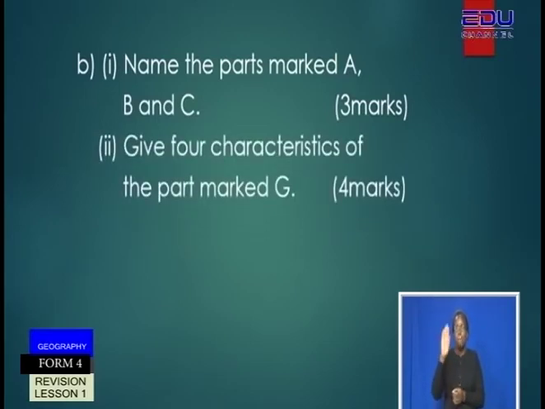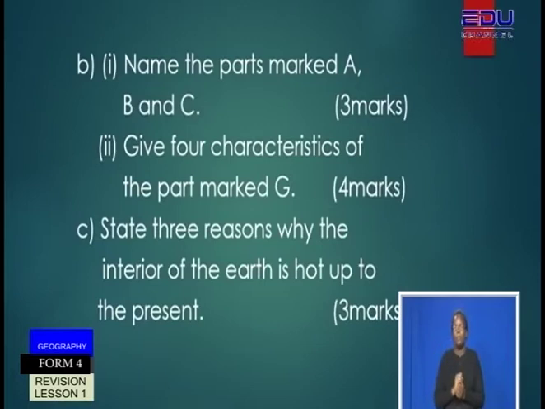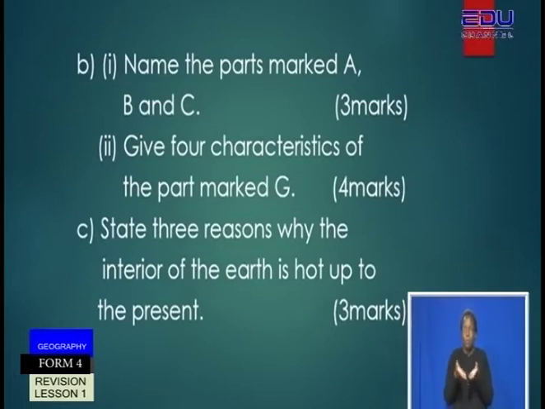B2, give 4 characteristics of the part marked G. The question is allocated 4 marks. C, state 3 reasons why the interior of the Earth is hot up to the present. The question is allocated 3 marks.